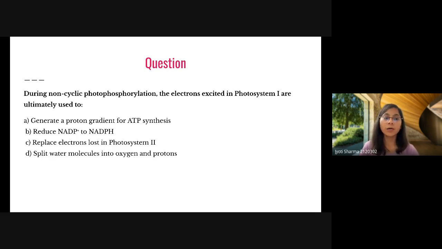four options. It will generate a proton gradient for ATP synthesis. It will reduce an ADP to an ADPH. It will replace electrons lost in photosystem 2. It will split water molecule into oxygen and protons.